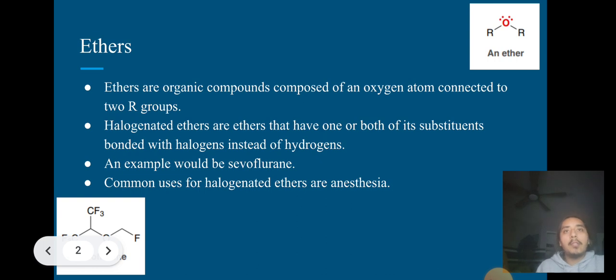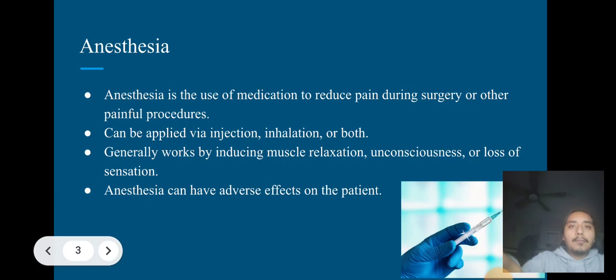One of the most popular uses for halogenated ethers is for anesthesia. Anesthesia is the use of medication to reduce the pain felt by a patient during surgeries or other procedures. Anesthesia can be applied in several ways, such as through injections, inhalation, or both. Anesthesia works by inducing muscle relaxation, unconsciousness, or a loss of sensation.